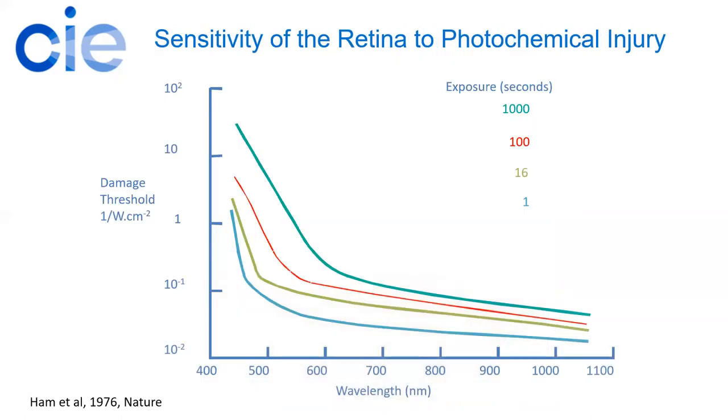Now, what Ham managed to show, and this paper is readily available, is that as it came down in wavelength, you needed less energy to cause harm. So the different curves there are different exposure durations, and the y-axis is 1 over the amount of energy deposited into a unit area. So what he recognized was that as you come down in wavelength, the phototoxicity increased, and they put that down to photochemical injuries.